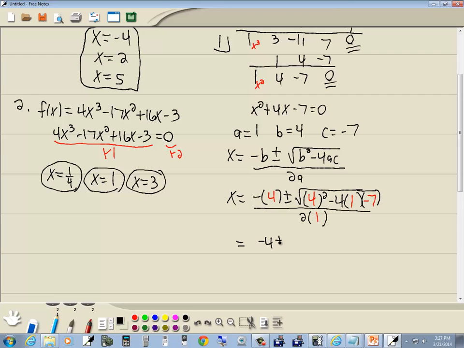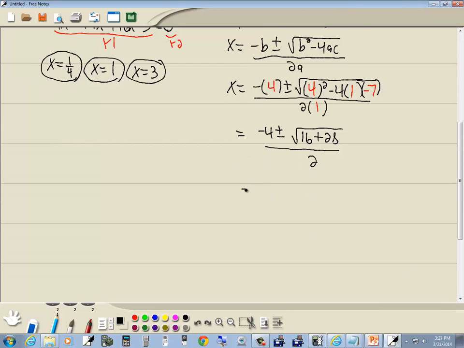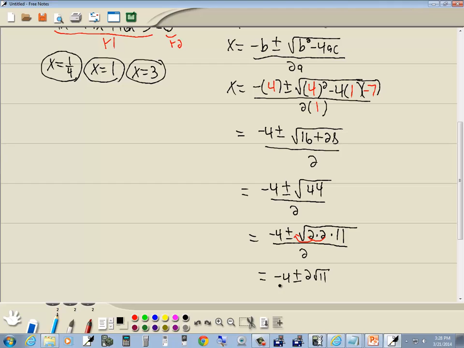Well, that gives us a negative 4, plus or minus square root, 4 squared is 16. Negative 4 times 1 is negative 4, times a negative 7 gives us a positive 28. All over 2. Which gives us negative 4 plus or minus 16 plus 28 is 44 over 2. If I did the prime factorization of 44, it'd be 2 times 2 times 11 all over 2. Remember, the square root, we're looking for a pair of somethings. So here's a pair of 2's. A pair of 2's is going to come out in front as a single 2. Now we're left with 11 inside, over 2.